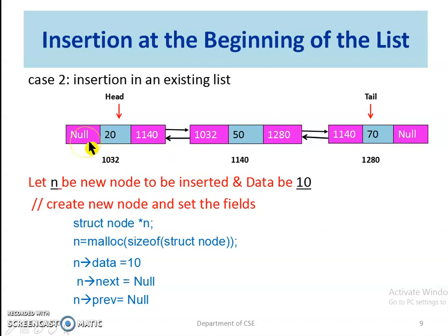Next, let us see how the insertion of the node is done at the beginning of an existing list. Consider the example shown. Let n be the new node to be inserted with the data value 10. The first step is to create a node as usual and set the data as 10, and the next and the previous field to null.